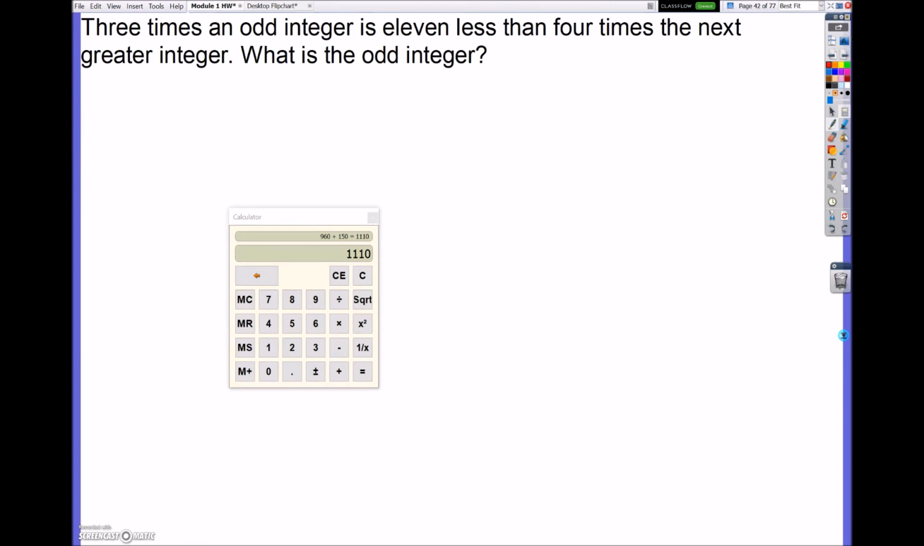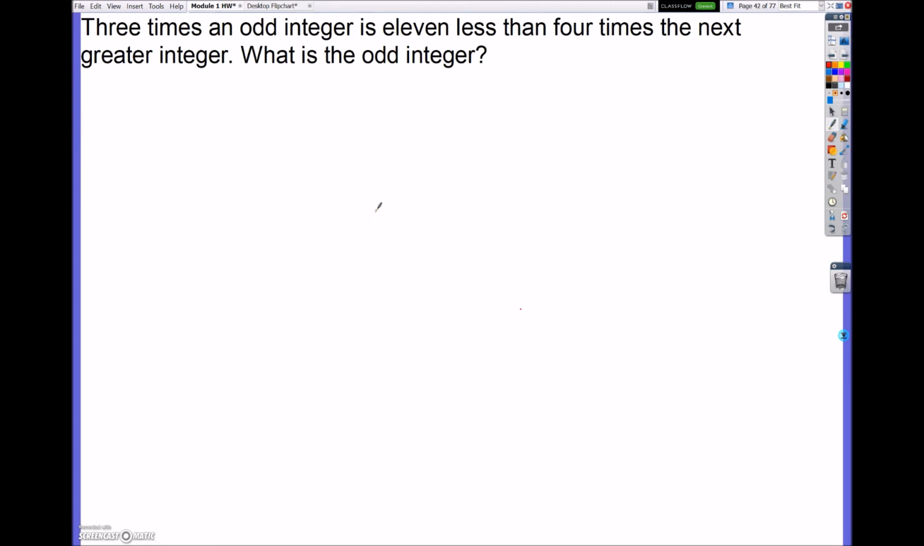All right. Now let's go ahead and look at this one. Sometimes these can get a little tricky. It says 3 times an odd integer is 11 less than 4 times the next integer. So what is the odd integer? Well, that's what I'm starting off with. I don't know what that integer is, so I'm just going to say x. I'm going to define it. I'm going to tell you guys that x is an odd integer.